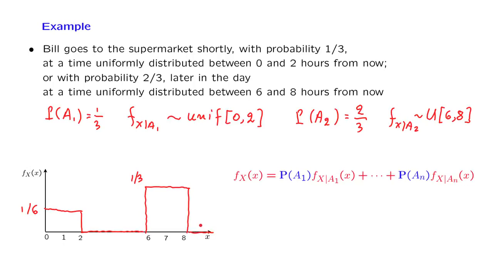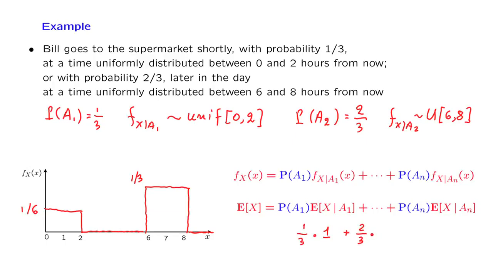We can now finally use the total expectation theorem. The conditional expectation under the two scenarios can be found as follows. Under one scenario, we have a uniform between 0 and 2, and so the conditional expectation is 1, and it gets weighted by the corresponding probability, which is 1/3. Under the second scenario, which has probability 2/3, the conditional expectation is the midpoint of this uniform, which is 7, and this gives us the expected value of the time at which he goes.